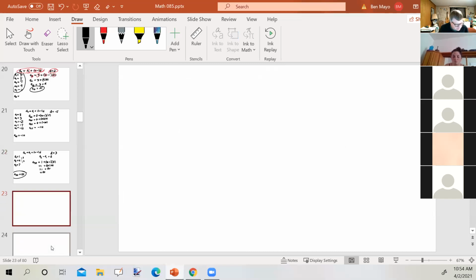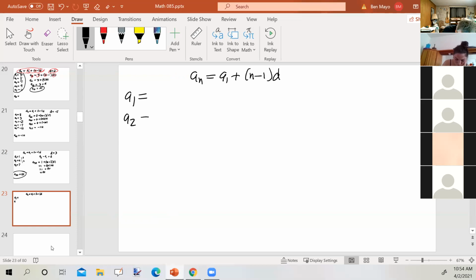Next problem. It says, write the first 5 terms of the arithmetic sequence with the following properties. Okay, so it's an arithmetic sequence. A sub n equals a sub 1 plus the quantity n minus 1 times d. We're supposed to write the first 5 terms: a sub 1, a sub 2, a sub 3, a sub 4, a sub 5. It says the first term is 5 and the 5th term is 29.